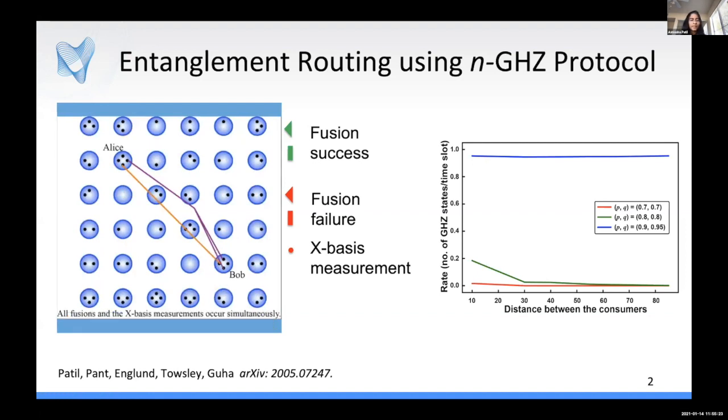So we see that the protocol translates to a percolation problem, and we get a region in the p-q space. The region is defined by the site-bond percolation region. And in this region, the rate stays constant irrespective of the distance between Alice and Bob, but decays exponentially outside the region. And we see that this distance independent rate is impossible to achieve using only Bell state measurements.